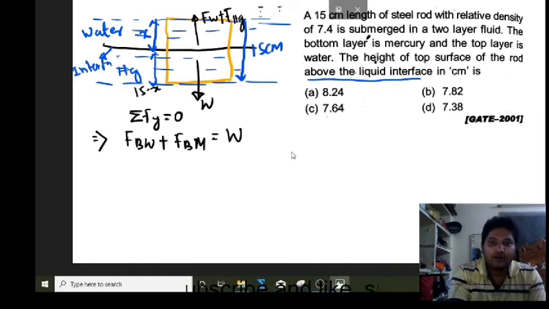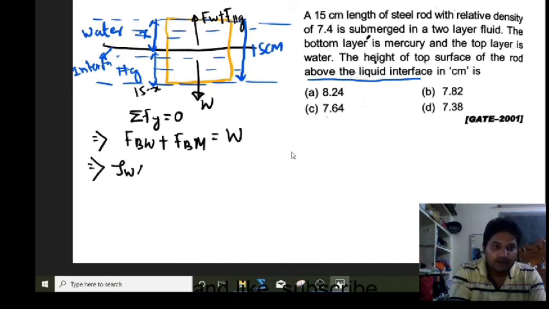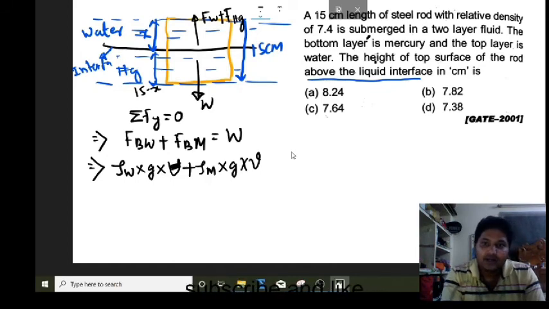So what is the buoyancy force? This is the density of the water into g into the height of the volume of water that has been displaced, or the volume displaced, plus the density of the mercury into g into the volume of this solid steel rod that has been submerged inside the mercury.